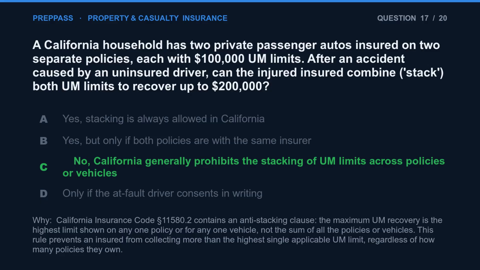The correct answer is C. California Insurance Code Section 11580.2 contains an anti-stacking clause. The maximum recovery is the highest limit shown on any one policy or for any one vehicle, not the sum of all the policies or vehicles. This rule prevents an insured from collecting more than the highest single applicable limit, regardless of how many policies they own.